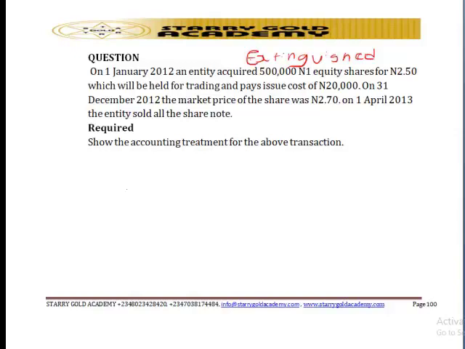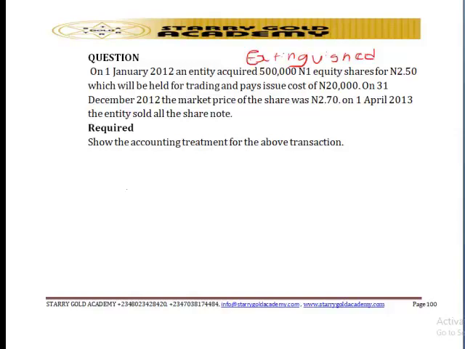On 1st January 2012, I think this question is on financial assets measured at fair value through profit or loss. IFRS 9 now tells us we have three classifications: financial assets at fair value through profit or loss, fair value through other comprehensive income, and amortized cost. If I want to group these, I will group loans and receivables, and also held to maturity, under amortized cost. Then held for trading will be under fair value through profit or loss.